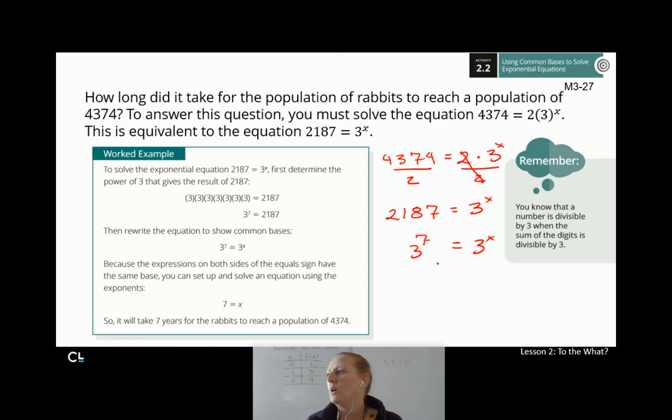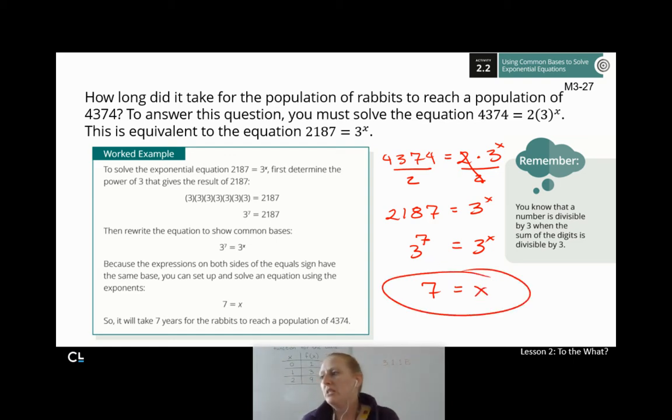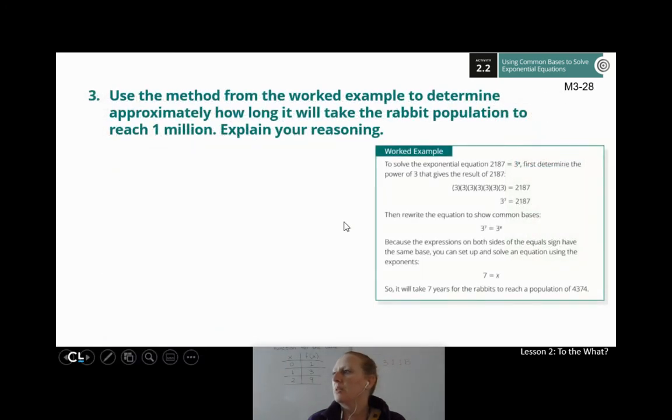Because we have the same base here, that means my powers should also be equal to each other. So 7 equals x. Oh, look. So it's going to take 7 years for the rabbits to reach a population of 4,374. All right. That's doable.